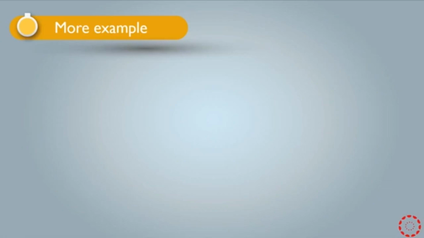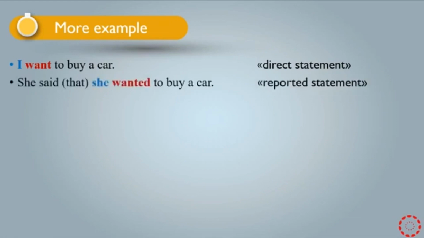We have more examples. I want to buy a car. This is a direct statement. So it became like that. She said that she wanted to buy a car. Why did I add ed here? Because want is present simple. As I said, present simple changed to what? To past simple. So you have to be careful about something like that. If it is present simple, it becomes past simple. If it is present continuous, it becomes past continuous.